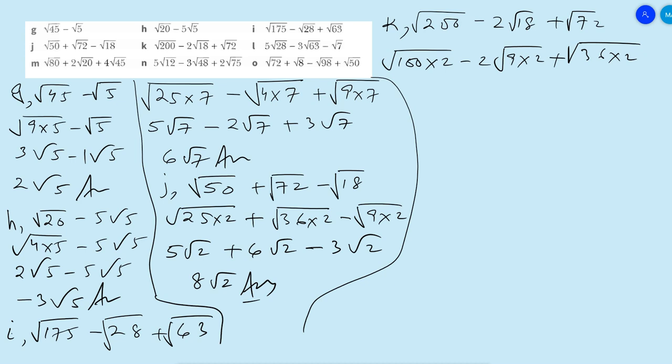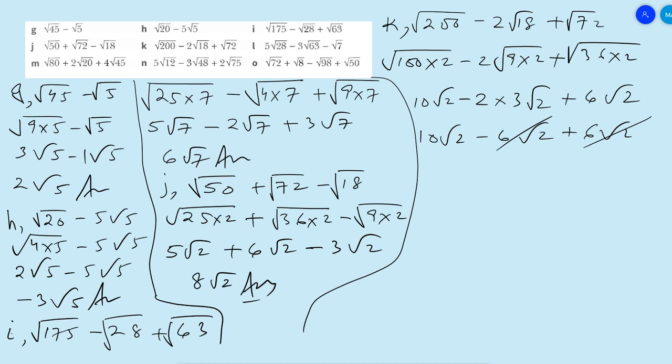Okay, students. Now root 100 is 10, so 10 root 2 minus 2. Root 9 is 3, and this 3 can multiply with the outside 2. Root 36 is 6, so 6 root 2. So 10 root 2, minus 2 times 3 is 6 root 2, plus 6 root 2. This 6 root 2 and this 6 root 2 cancel each other, so the final answer is 10 root 2. Hope you understand part K.